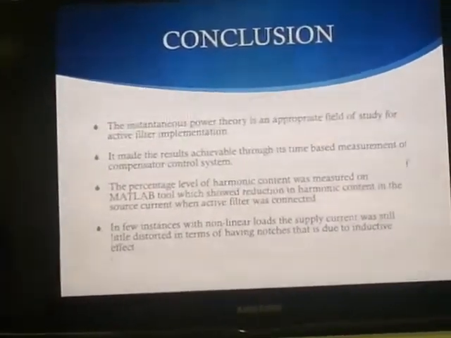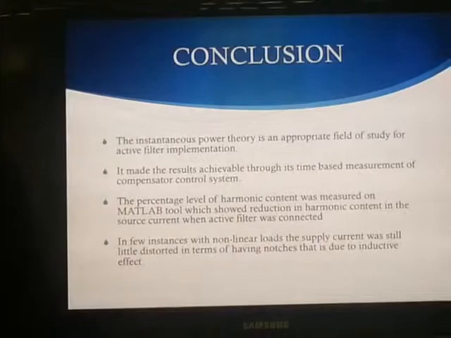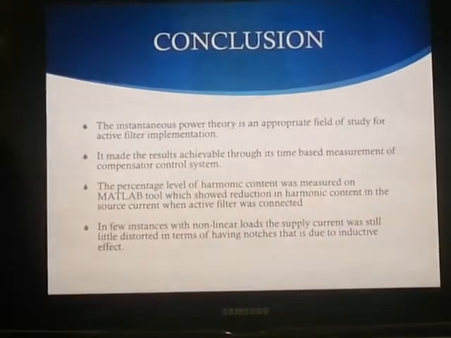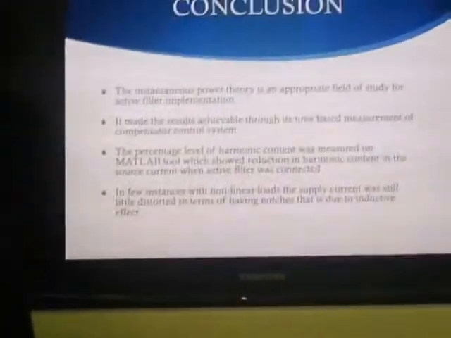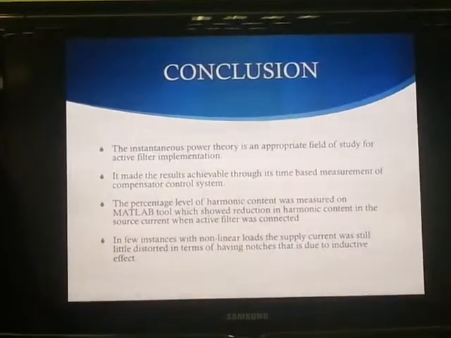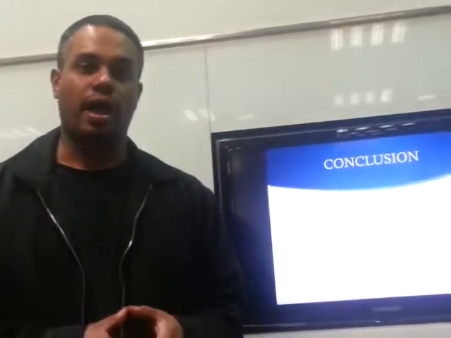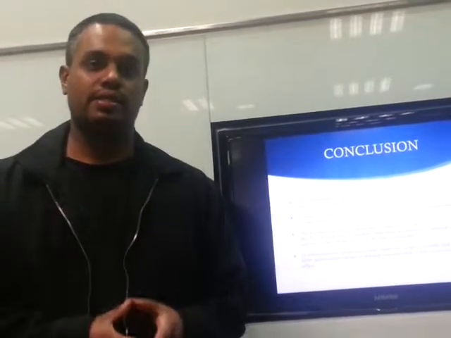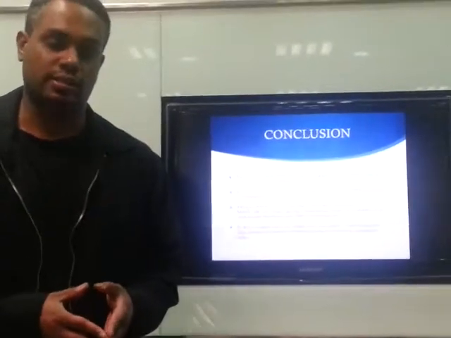The total harmonic distortions which were measured on MATLAB did show that without the compensator the percentage level of harmonics was about 20 to 30%. However, after the active filter was connected, these non-active components got compensated. The total harmonic distortion was reduced to about 0.2 to 2%, which is still within the range of IEEE requirements, which is less than 3%. So using an active filter is a good means of reducing these harmonics in the system.